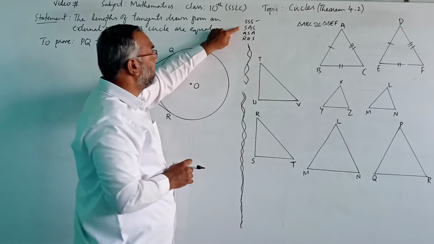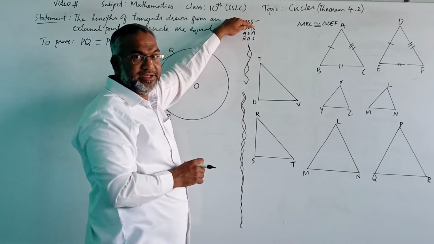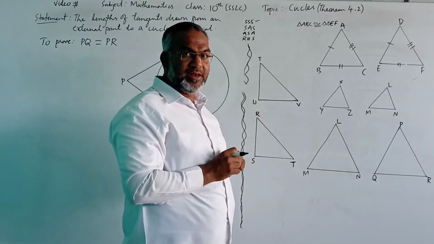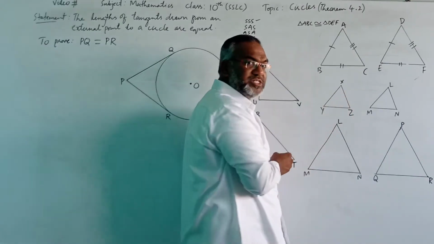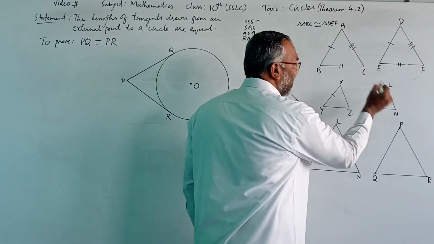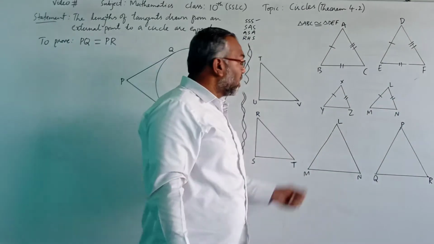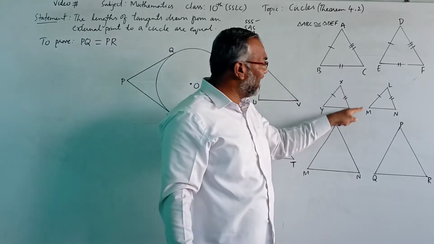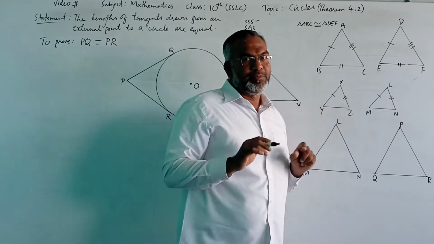The first postulate I explained. Then SAS. It means side, angle, side. In two triangles, if two corresponding sides are equal, imagine I have drawn two triangles here. XYZ is one triangle, LMN is another triangle. Imagine XY is equal to LM and XZ is equal to LN. What about this YZ and MN? We don't know. Imagine we don't know.